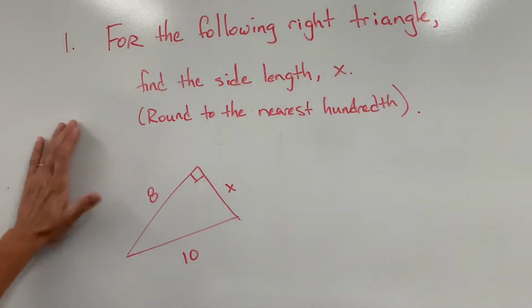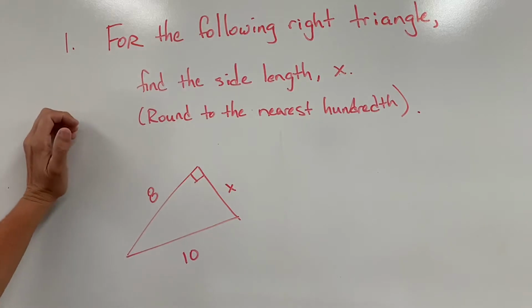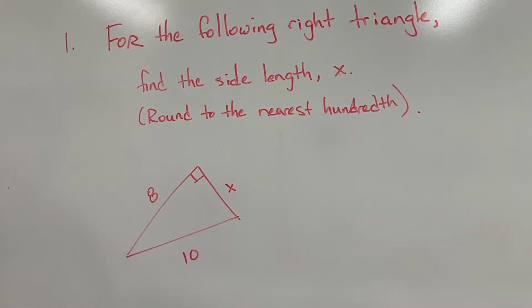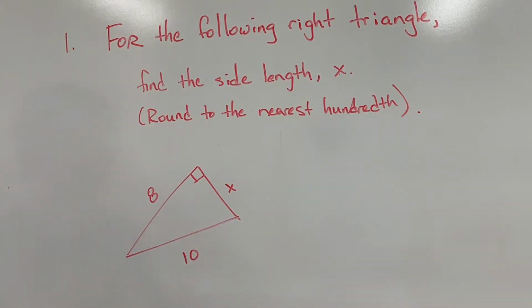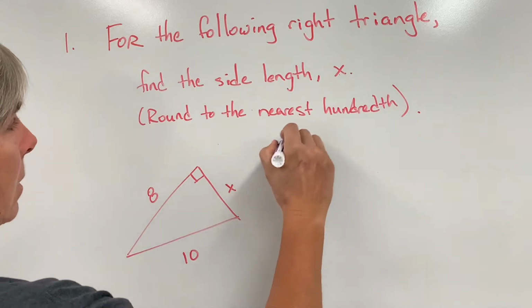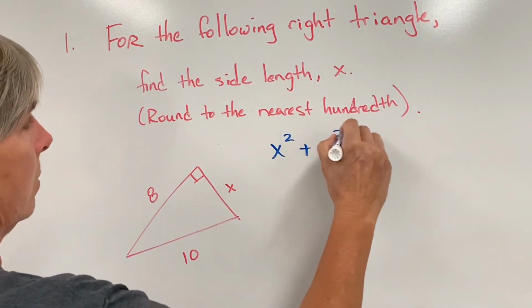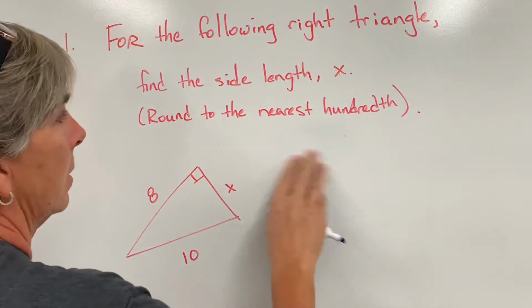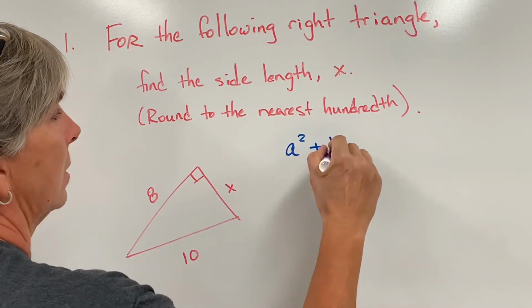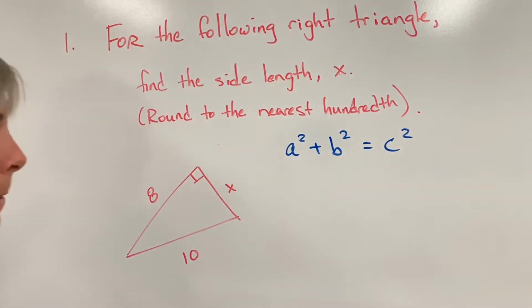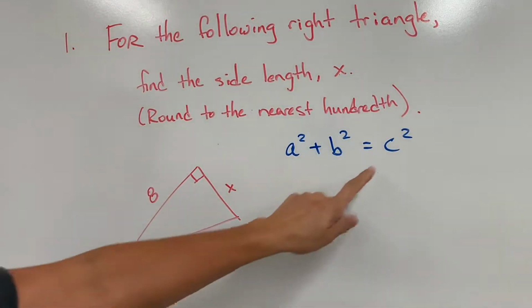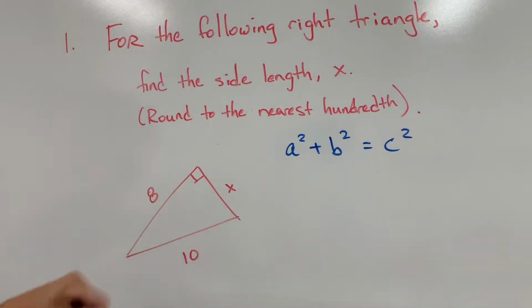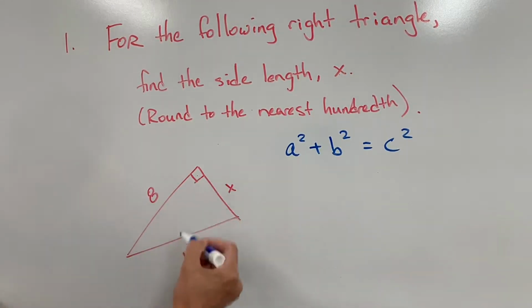So we'll start with question 1. It says, for the following right triangle, find the side length x, round to the nearest hundredth. The clue is that this is a right triangle, which means we can use the Pythagorean theorem: a squared plus b squared equals c squared. It doesn't matter which side you label a and b as long as c is the hypotenuse. The hypotenuse is always the side across from the right angle.